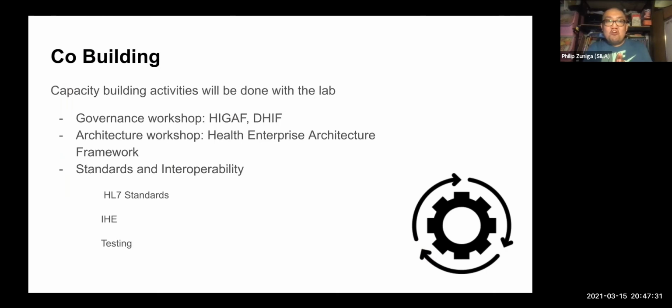Another component of co-building is doing capacity building. So once you have decided that you will be doing a lab, SIL-Asia has a capacity building program that we can share with you so that you will be able to increase your capacity for the lab. We have governance workshops, we have architecture workshops, and our focus, of course, is standard and interoperability workshops. So we provide capacity building in HL7 FHIR, in IHE, in testing.